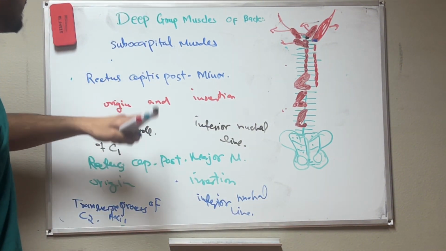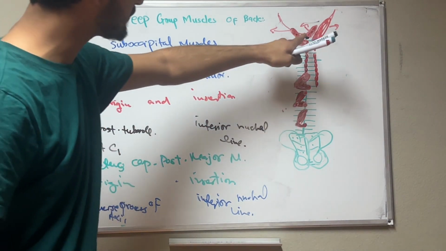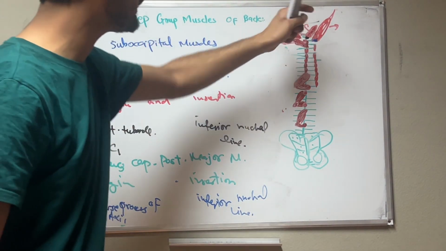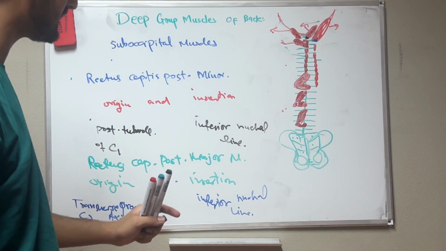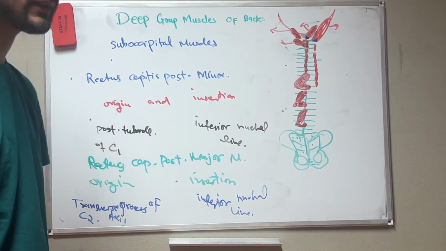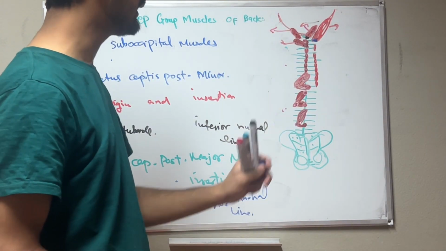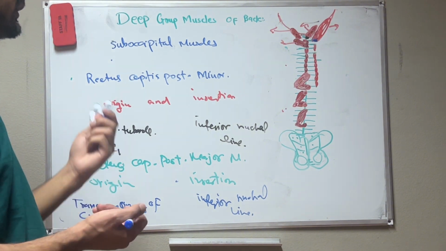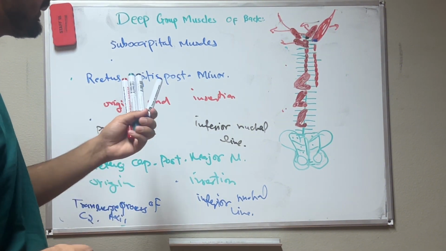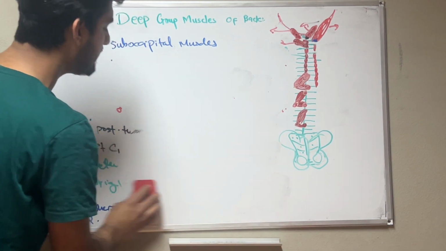Simply, we are discussing the suboccipital muscles. The rectus capitis posterior minor muscle originated from the posterior tubercle of the atlas and inserted into the inferior nuchal line, okay. Then we have the rectus capitis posterior major muscle, which originated from the second vertebra, the axis, from its transverse process, and inserted into the inferior nuchal line of the occipital bone, okay. These are the origination and insertion of the rectus capitis posterior major and minor muscles.